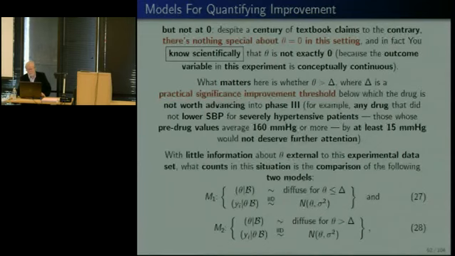Both of them say that if you knew what theta was, the yi's, given theta and the background information, would be IID normal with mean theta and variance sigma squared, and we're going to pretend that sigma is known. But model 1 says that theta, given the background information, is diffuse on the interval from minus infinity to capital delta, and model 2 says, no, it's diffuse on the interval from capital delta to plus infinity.